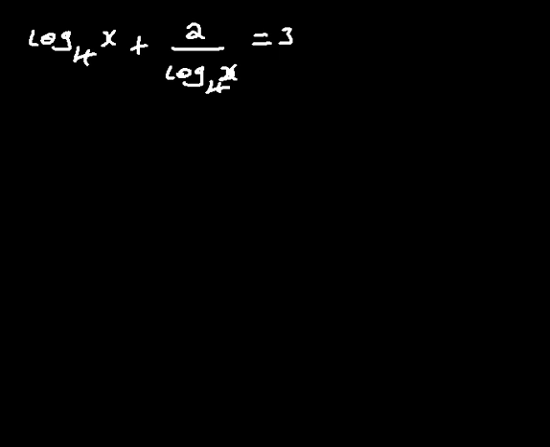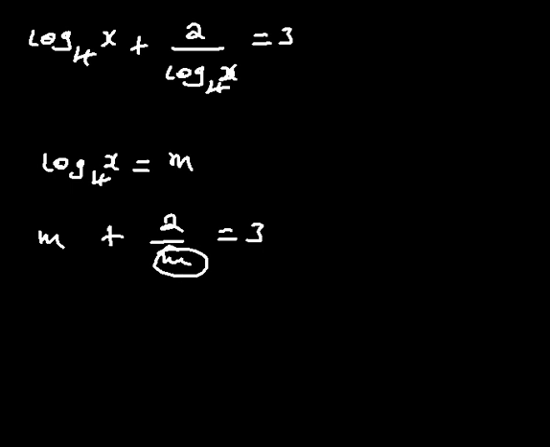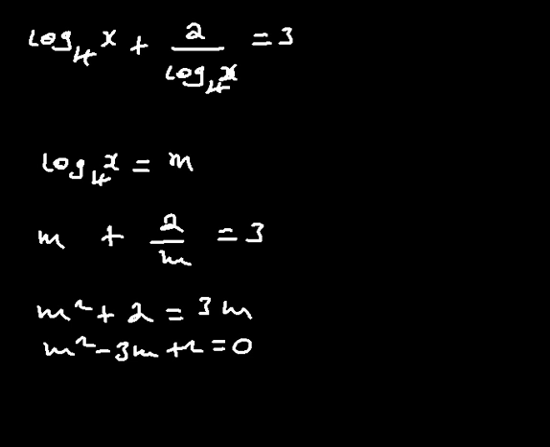In this case we write log 4 of x being equal to m. So we'll have m plus 2 over m equal to 3. We're going to solve for m by multiplying everything by m to eliminate the denominator. That gives m squared plus 2, which is equal to 3m. So we have m squared minus 3m plus 2 equal to 0.